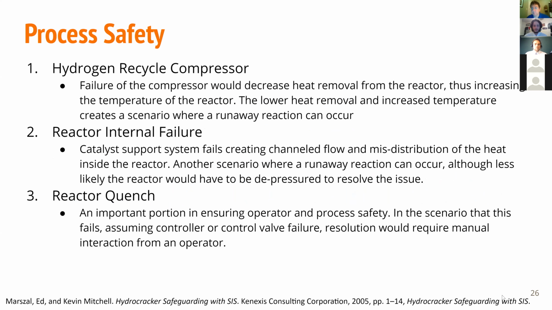The second case that could produce this would be if one of the catalyst support systems within the reactor were to fail. This would cause channel flow or a misdistribution of the flow, again causing an increased temperature in the reactor, or hot spots, again causing risk of a runaway reaction. So ways to mitigate this would be in robusting our reactor quench, or understanding at what point we might be at risk of a runaway reaction.